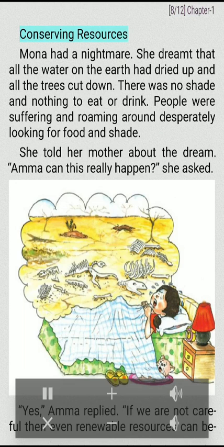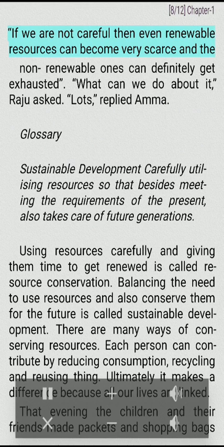Conserving resources. Mona had a nightmare. She dreamt that all the water on the earth had dried up and all the trees were cut down. There was no shade and nothing to eat or drink. People were desperately looking for food and shade. She told her mother about the dream. Amma, can this really happen? she asked. Yes, Amma replied. If we are not careful, then even renewable resources can become very scarce and the non-renewable ones can definitely get exhausted. What can we do about it? Raju asked. Lots, replied Amma.